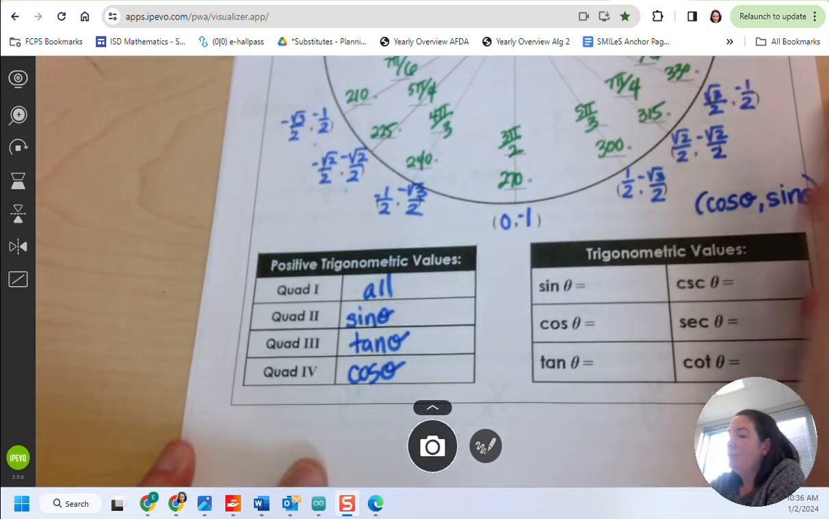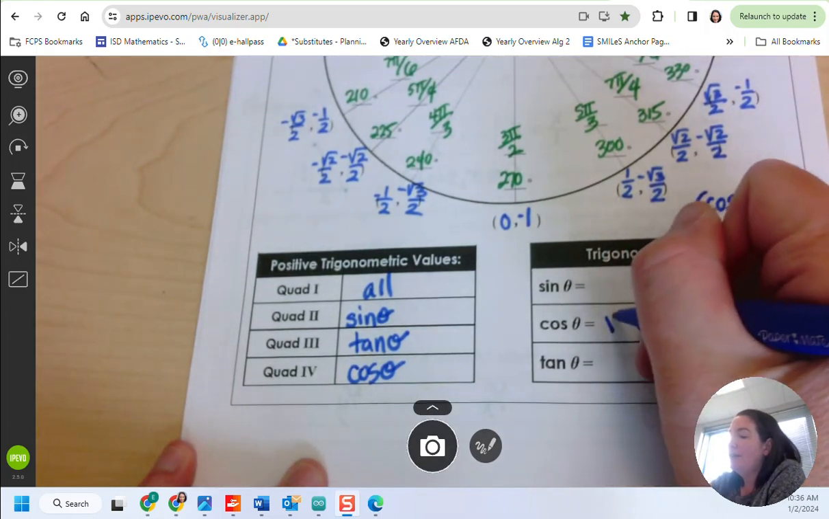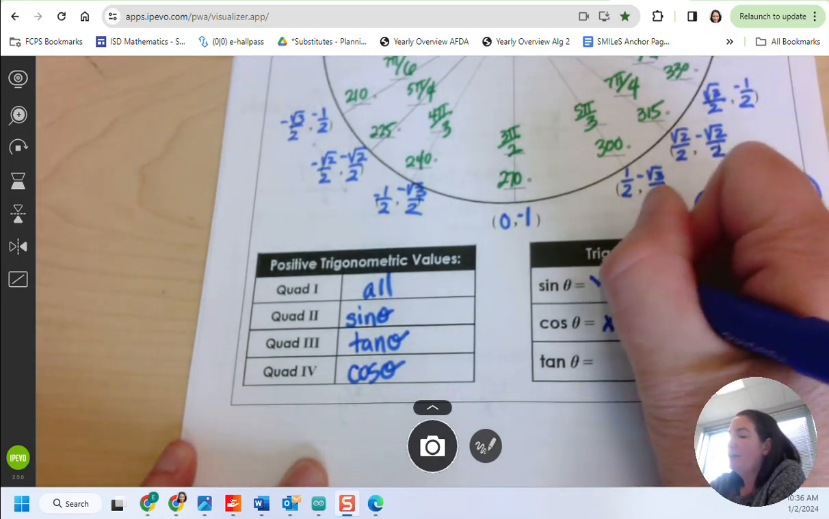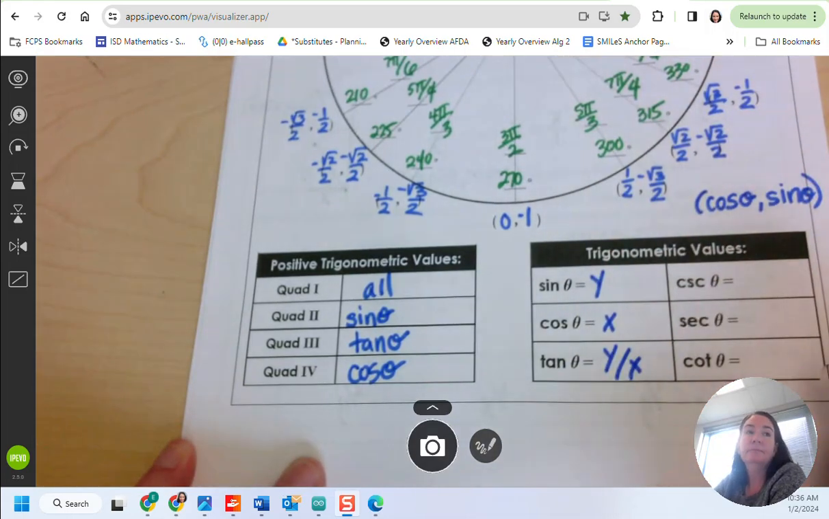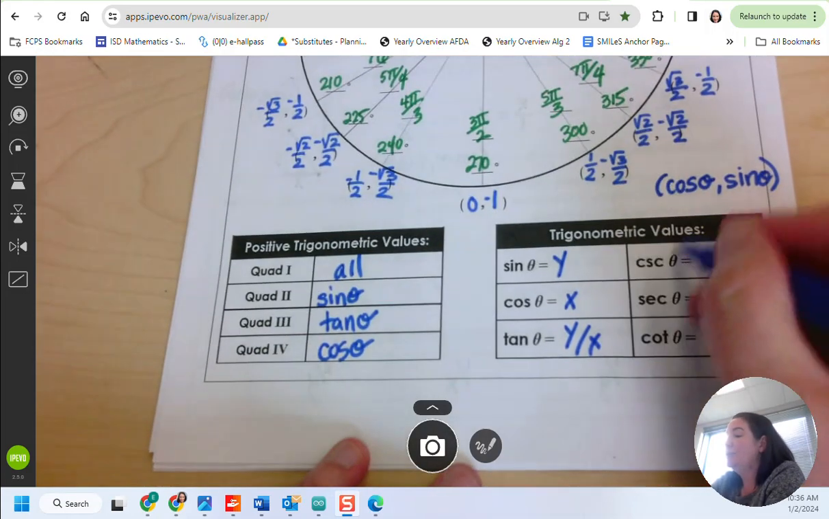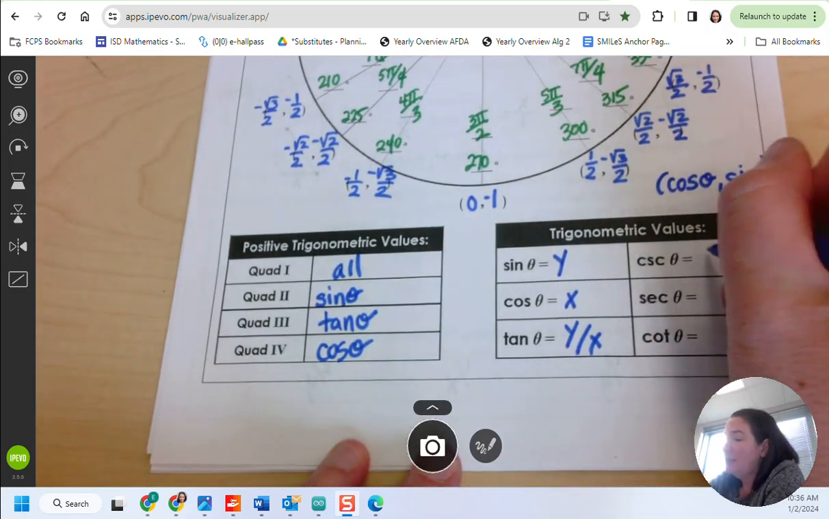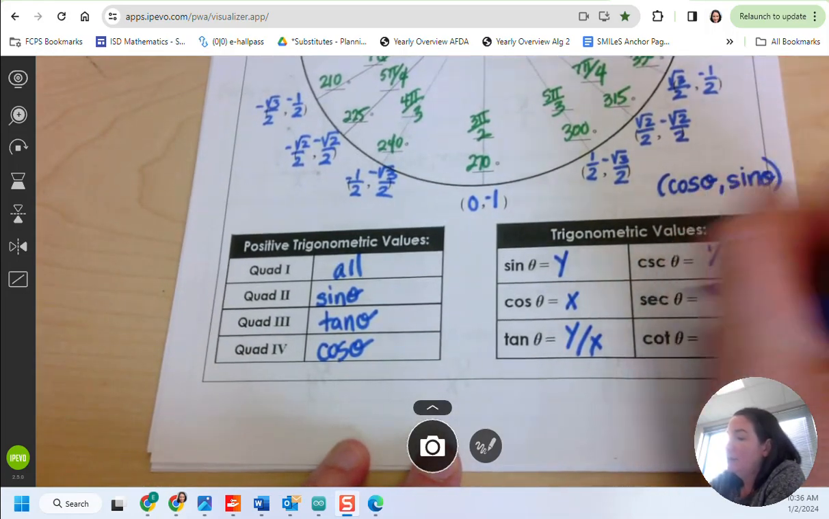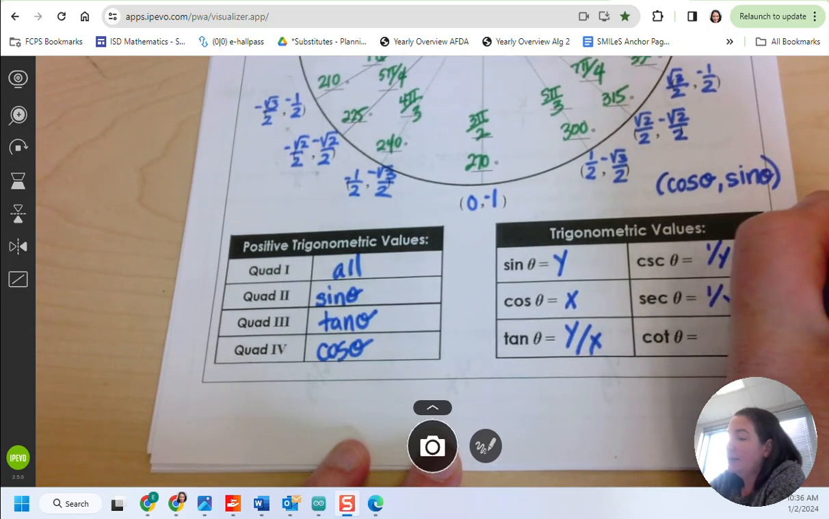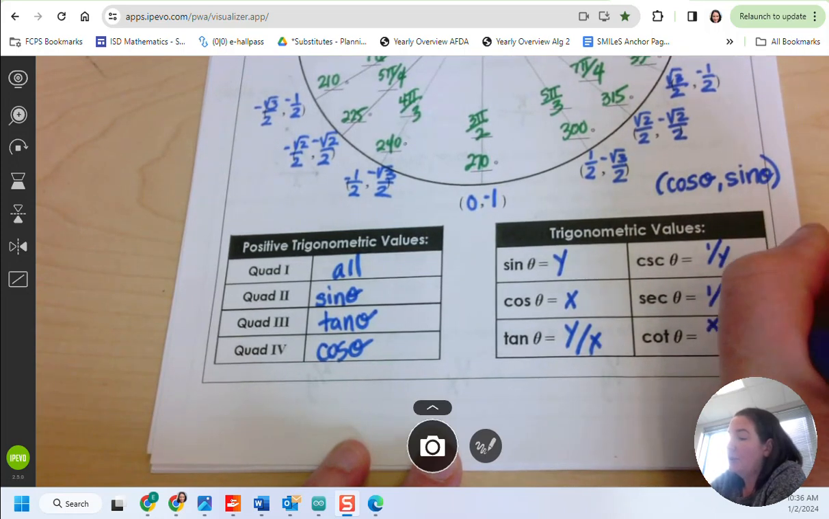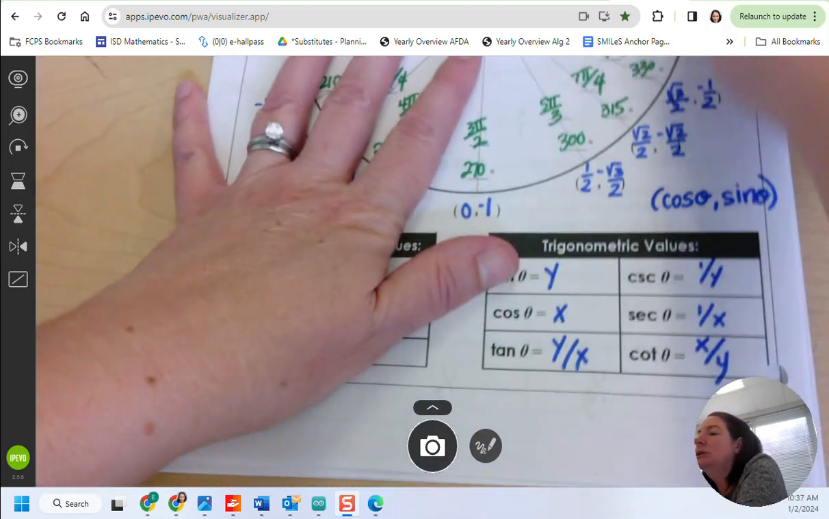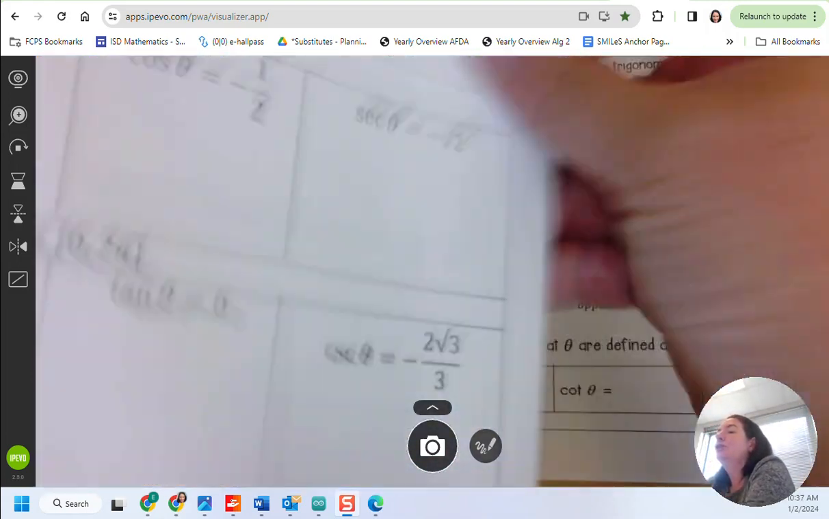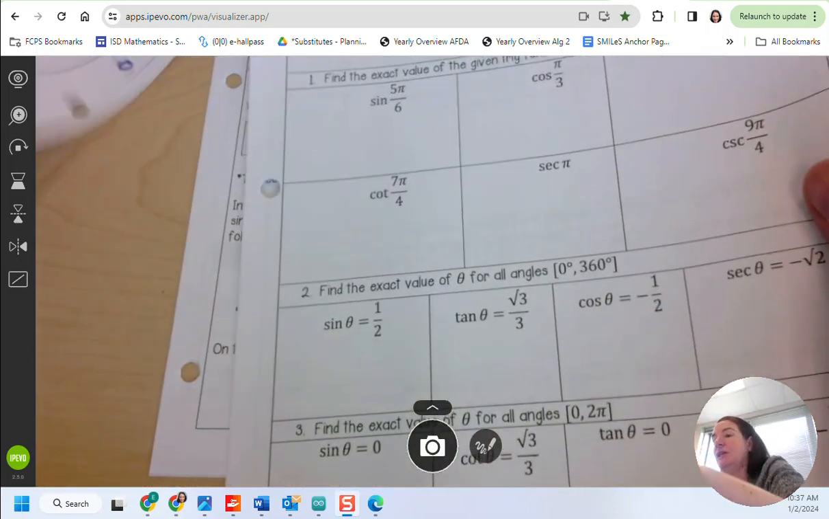And then this is just a review of the fact that cosine is the x value, sine is the y value, and tangent is y over x. And then these are the reciprocal functions. Cosecant is 1 over y, secant is 1 over x, and cotangent is x over y. You might want to keep this page open because you're going to be using it, okay? So you can keep that page open.